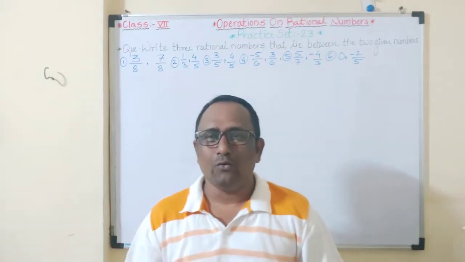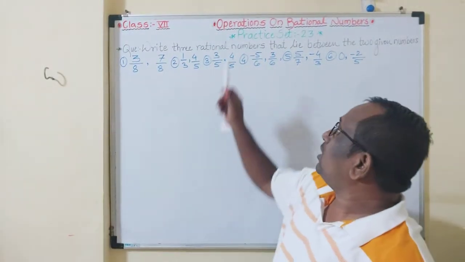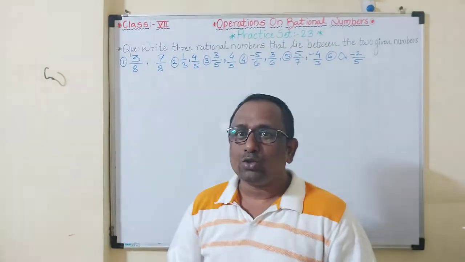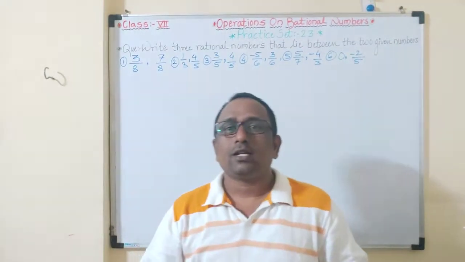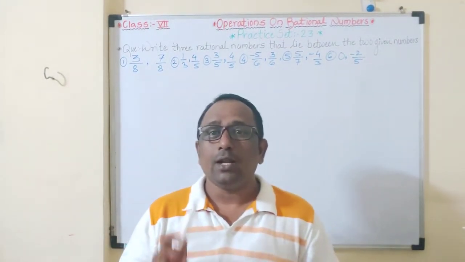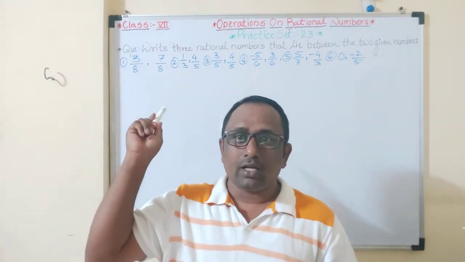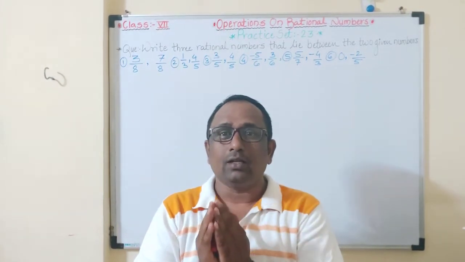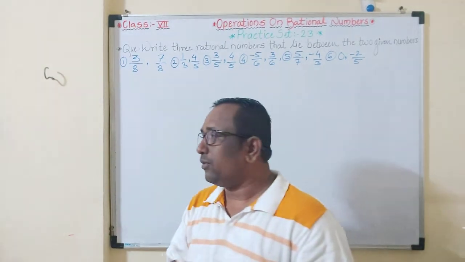Hello students, welcome. Dear students, today in our chapter on operations on rational numbers, we are going to learn practice set number 23. This practice set depends on finding numbers in between rational numbers. Here some examples are there, so we have to find the numbers between rational numbers. Okay. Before that, we'll just revise.